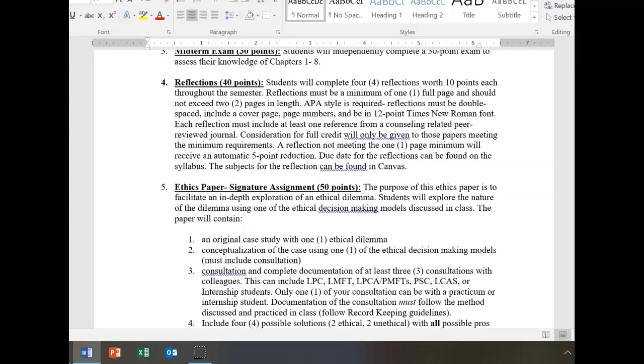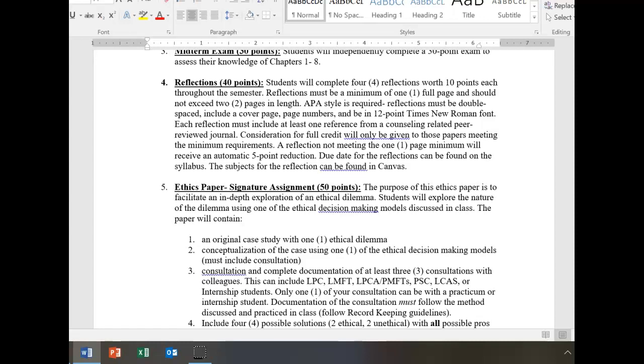Reflections: you're going to have a total of 4 reflections that are worth 10 points each throughout the semester. As you can see here, they are a minimum of 1 full page each, and should not exceed 2 pages. So 1 page to 1.5 pages is perfect. APA style is required. I want you to get used to writing in APA style. You will have points deducted for not following APA style. Double space, include a cover page. So now that's 3 pages, you see. Your cover page is not included in your 2 pages. Include page numbers and use 12-point Times New Roman font.